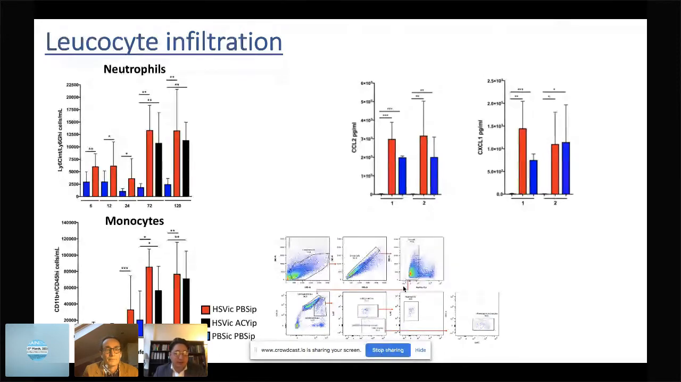And there is no significant difference in reducing the levels of these leukocyte populations in the brain in those mice that have received acyclovir. So I then looked at whole brain Luminex to see which were the cytokines and chemokines that might be pertinent to this. And the two most significantly upregulated that remained upregulated despite acyclovir that reflect neutrophil and monocyte migration are CCL2 and CXCL1.